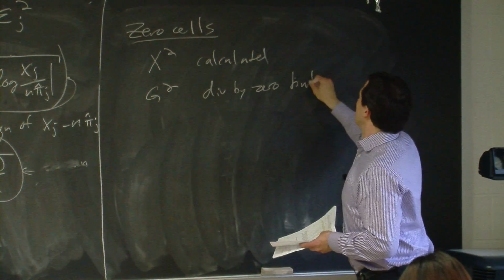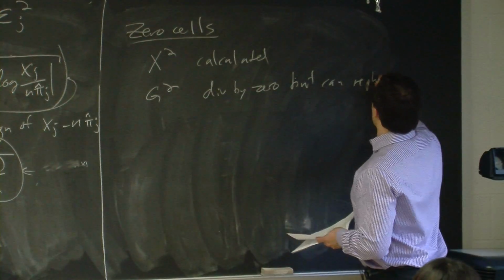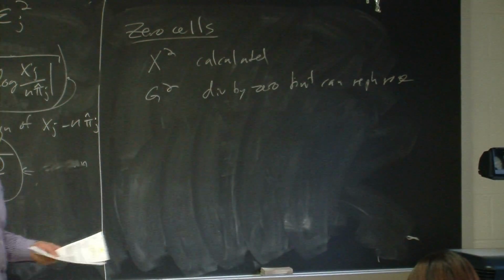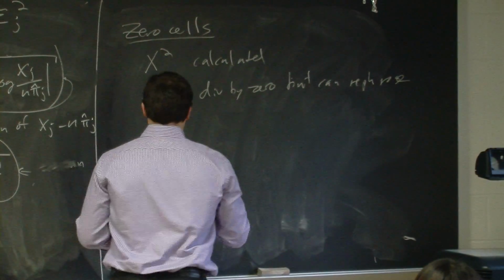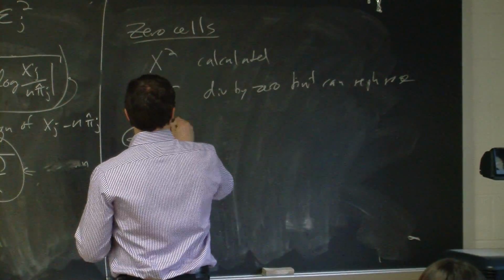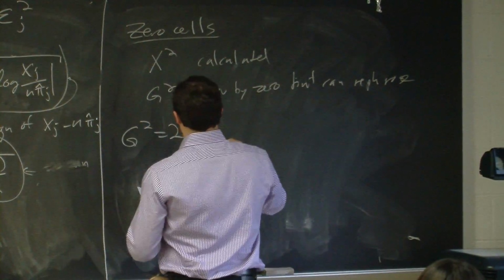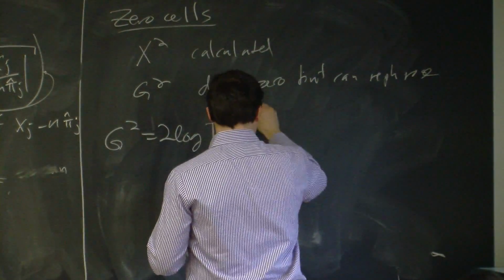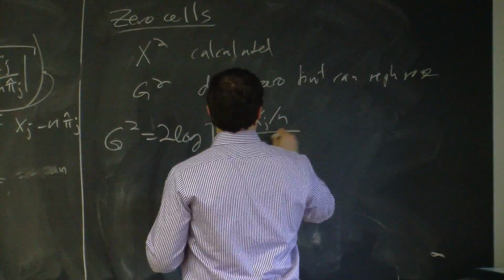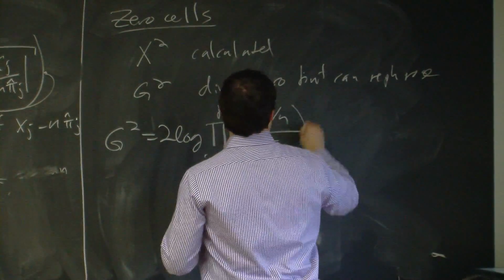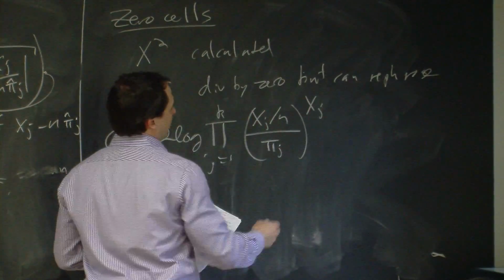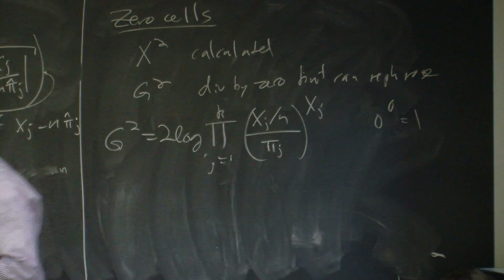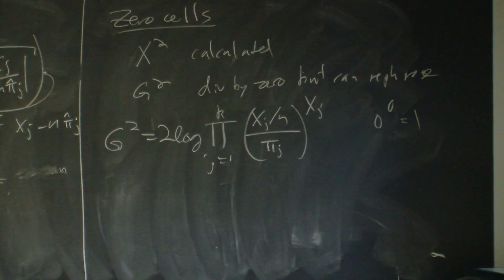But you can rephrase it, so you can rewrite this g squared in a way that doesn't divide by 0, which is like this. G squared equals 2 log product j equals 1 to k xj over n over pi j to the xj. And then when you say 0 to the 0 is 1, it doesn't cause a problem.